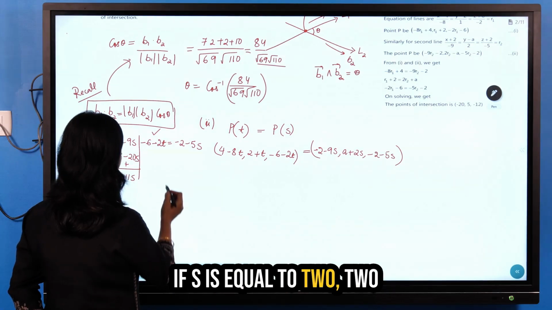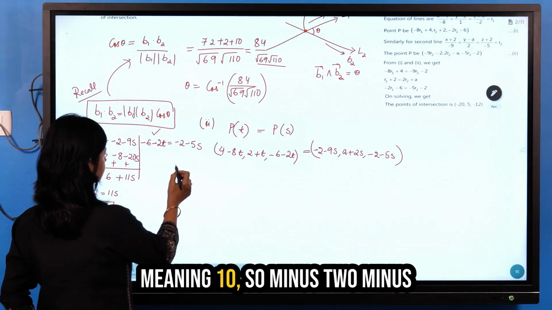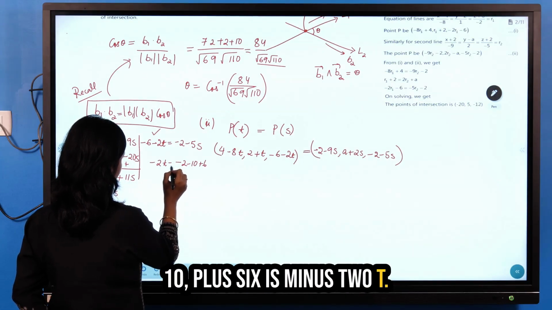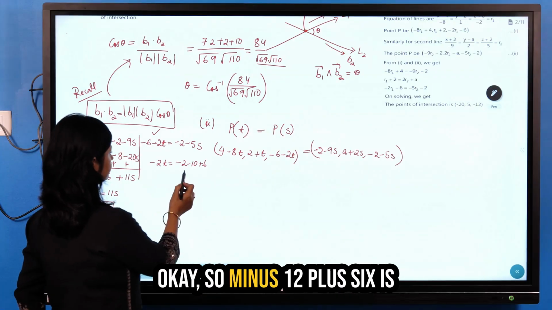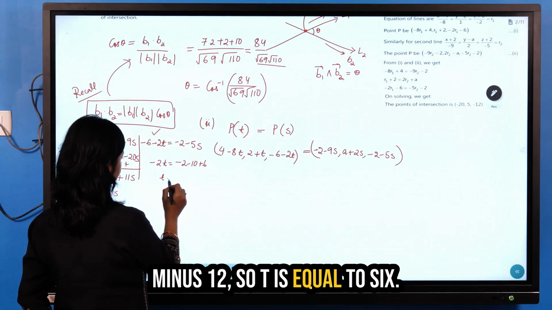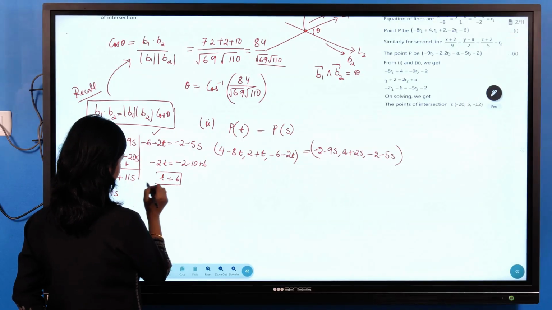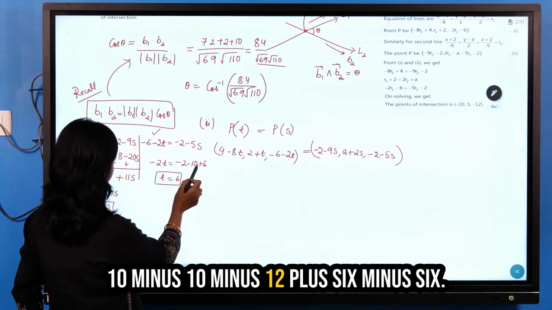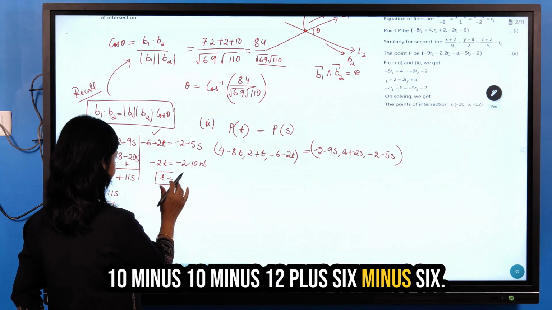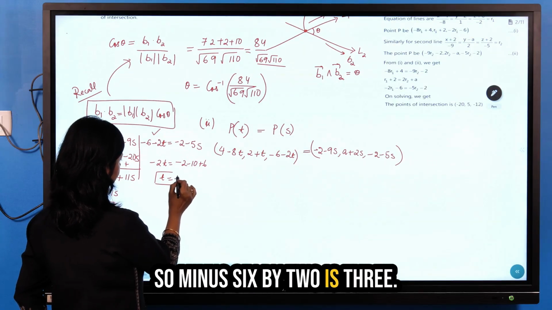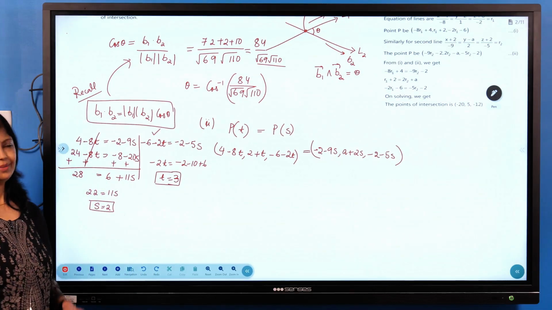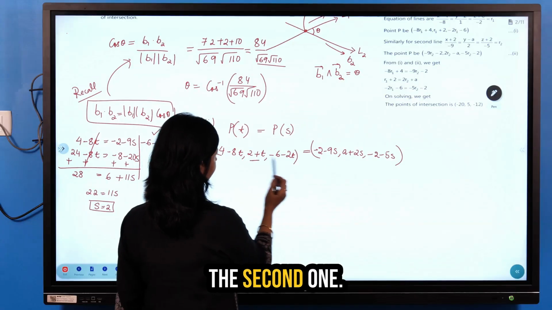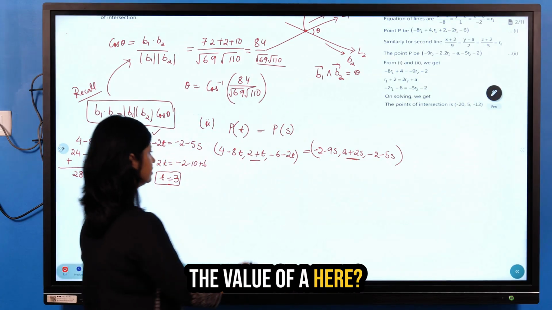If S is equal to 2, then 5S meaning 10, so minus 2 minus 10 plus 6 is minus 2T. So minus 12 plus 6 is minus 6, and minus 6 by minus 2 is 3. So T is equal to 3. We can find the two variables, and after that, we will match the second one. This will give us the value of A.